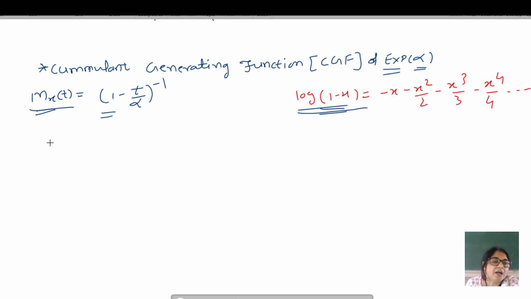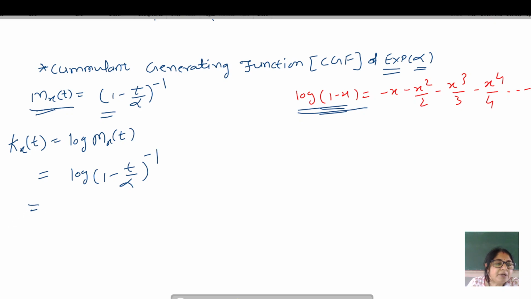So let us find out. This cumulant generating function we use to find the central moments. And using central moments, you can check whether the data is platykurtic, leptokurtic, or mesokurtic; the coefficient of kurtosis and coefficient of skewness we can find out, right? So let us start. The cumulant generating function Kx of t is given by log of the MGF of x. So it is equal to log of (1 minus t by alpha) to the power minus 1, which is nothing but minus log of 1 minus t by alpha.